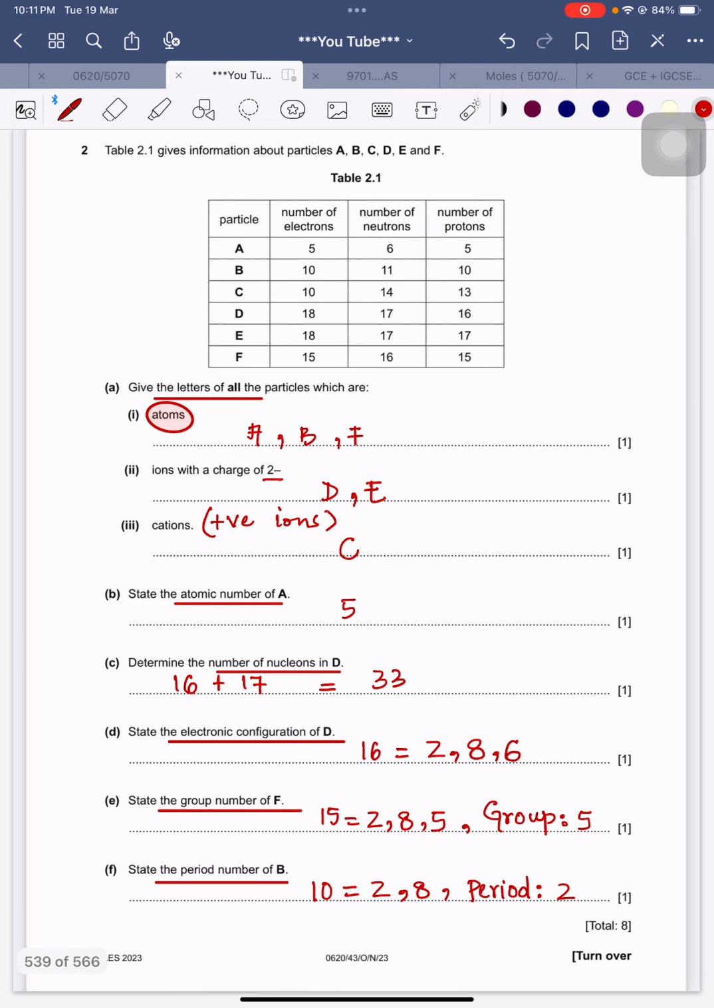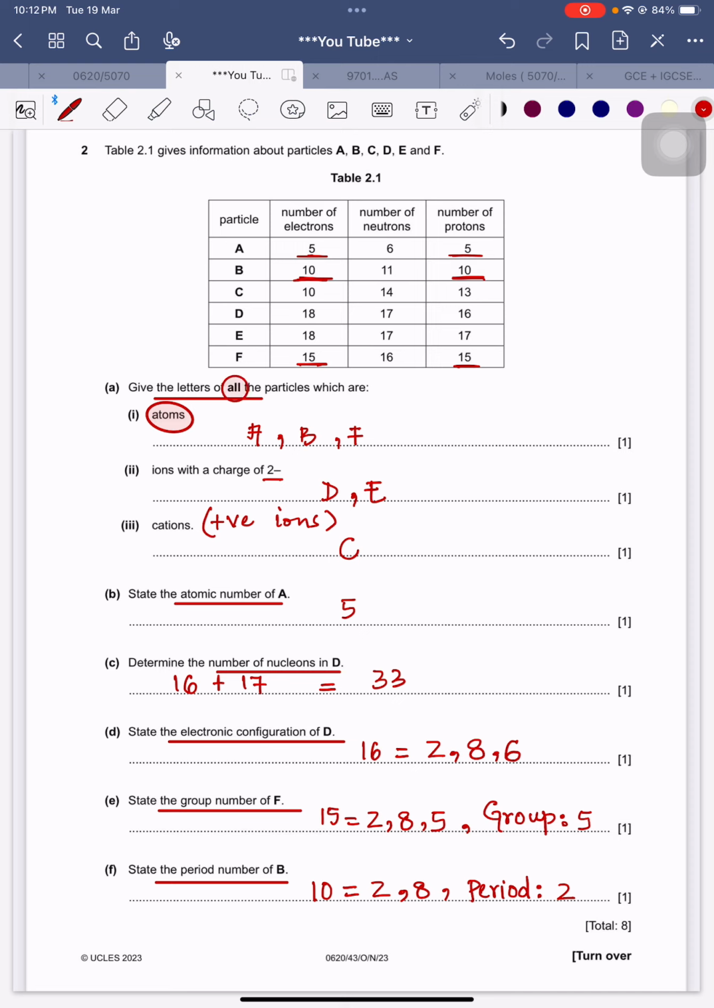Okay, now we are on the next question. They have this table right now, and they are asking to give the letters of all the particles which are atoms. Atoms must have the same number of electrons and protons. In this case electrons and protons are similar, in this case they are similar, and in this case they are similar too. They have specifically asked for all the particles, so we write all of them.